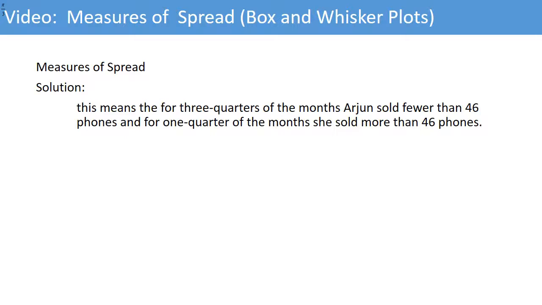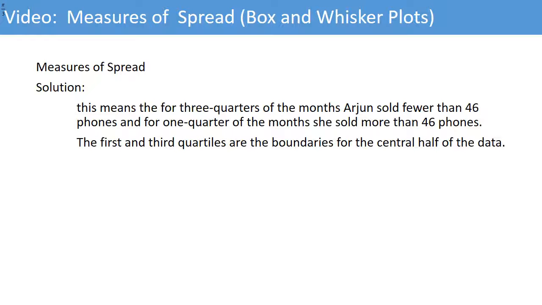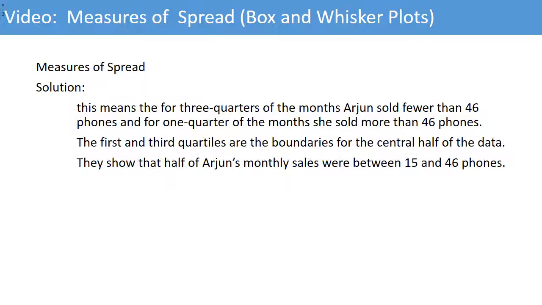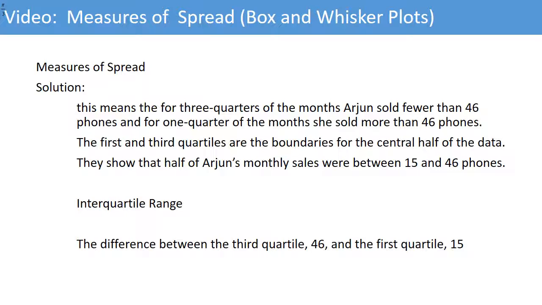Now, taking these points, the first and third quartiles are the boundaries for the central half of the data. They show that half the monthly sales were between 15 and 46 phones. The interquartile range is the difference between the third quartile, 46, and the first quartile, 15. So the interquartile range is 31.